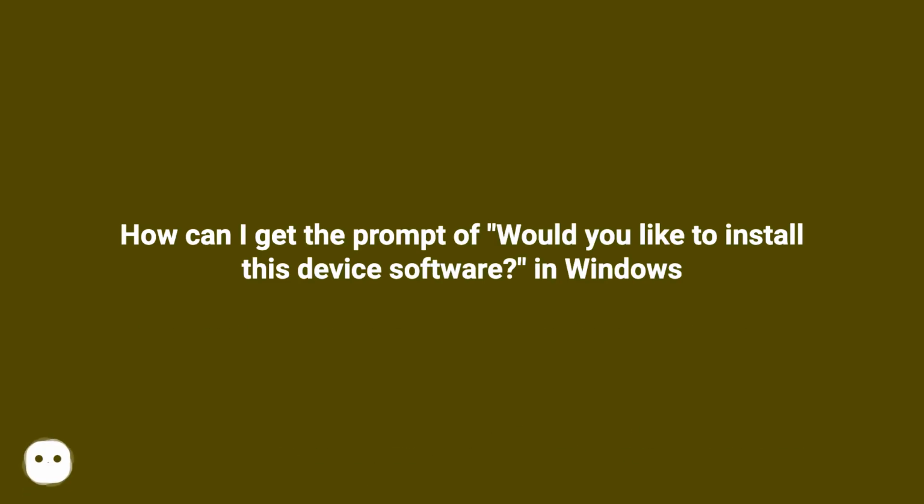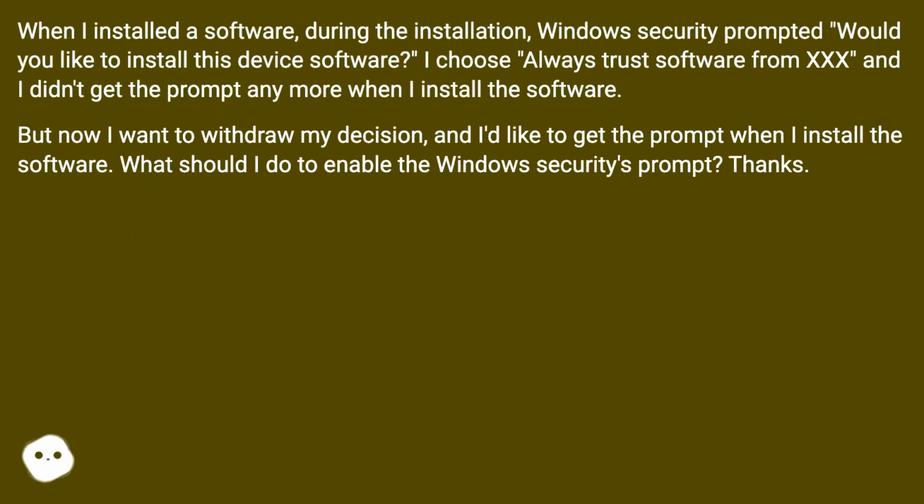How can I get the prompt of, would you like to install this device software, in Windows? When I install the software, during the installation, Windows Security prompted, would you like to install this device software? I choose Always Trust Software from XXX, and I didn't get the prompt anymore when I install the software. But now I want to withdraw my decision, and I'd like to get the prompt when I install the software. What should I do to enable the Windows Security's prompt? Thanks.